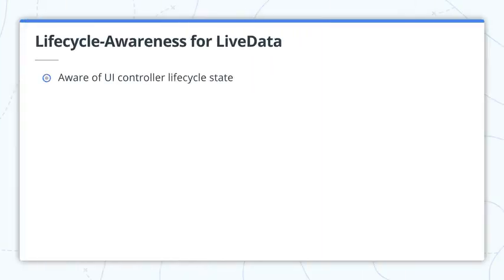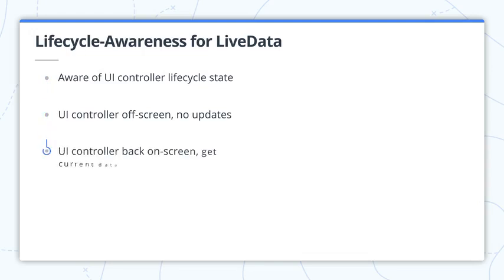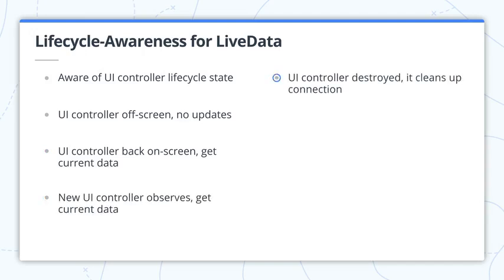So to summarize, live data is lifecycle aware, meaning that it knows about the lifecycle state of its associated UI controllers. This allows live data to only update a UI controller when it's in the foreground, immediately send the most fresh data to a UI controller when it comes back to the foreground, immediately send the most fresh data when a new UI controller observes it, and clean up after itself when it's destroyed.